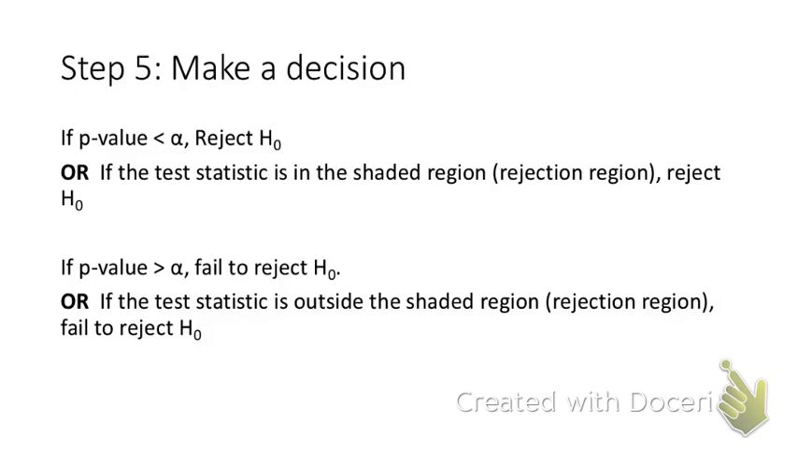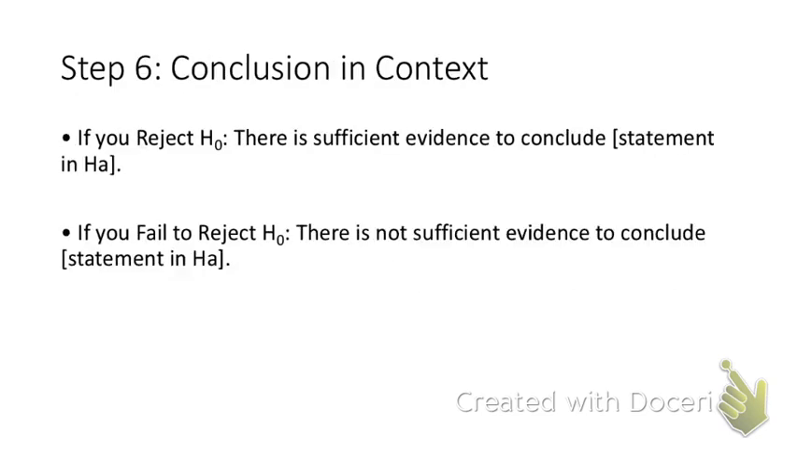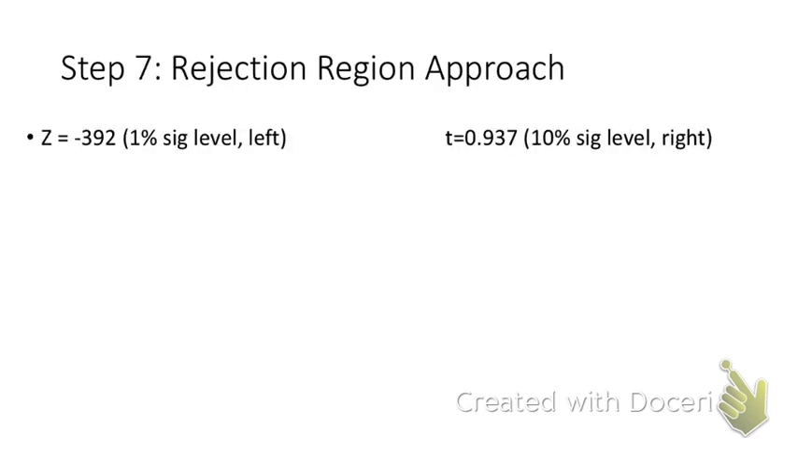Making a decision is the same. Conclusion is the same. You're just now talking about means. The rejection region, there is a typo there on my PowerPoint. What does it say for Z? Negative 2.392. What about 7 and 5 and 6? They're the same.